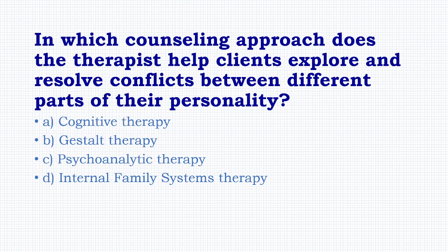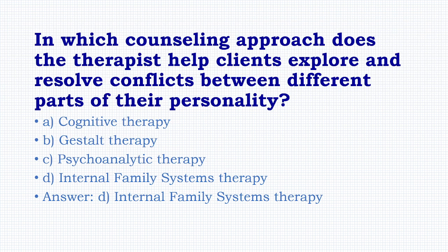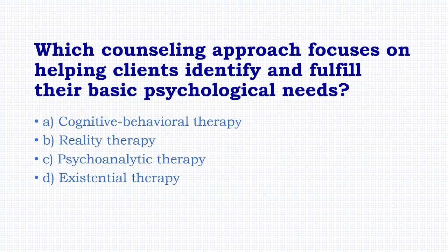In which counseling approach does the therapist help clients explore and resolve conflicts between different parts of their personality? Options: cognitive therapy, gestalt therapy, psychoanalytic therapy, internal family system therapy. Answer of this question is option D, that is internal family system therapy.